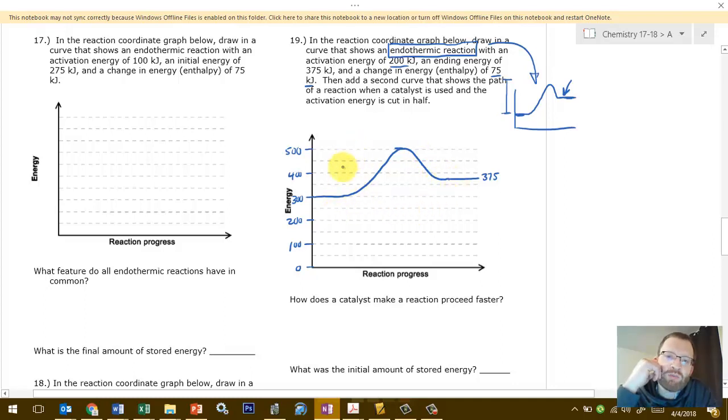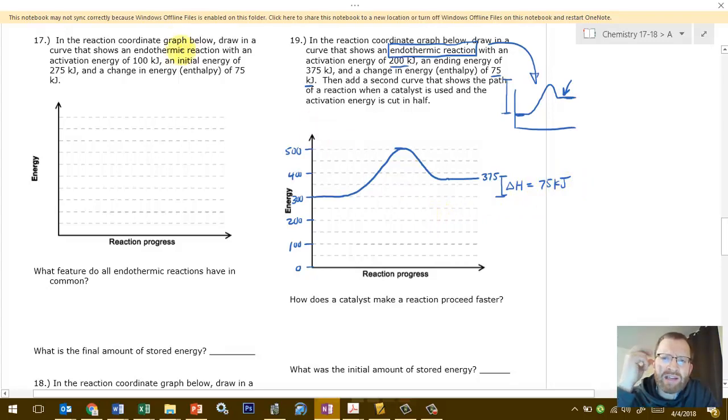So far, this accomplishes what it gave us so far. It's endothermic. It starts low and goes high. It's got an activation energy of 200 from my starting point at 300 to my peak at 500. That's a 200 kilojoule activation energy. It has an ending energy of 375. We got that. And a change of 75 kilojoules. And that 75 is sort of right here from 300 up to 375. This is our delta H. It didn't ask me to label that, but I'll just go ahead and do it here. Okay, so delta H is 75 kilojoules, and that's given in the problem.